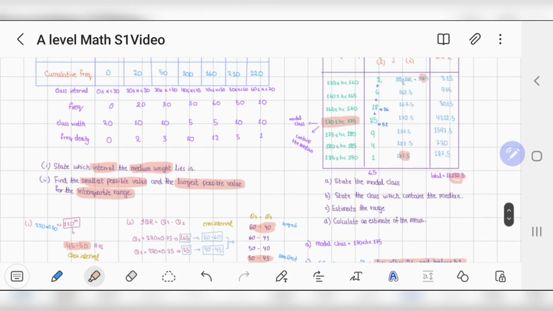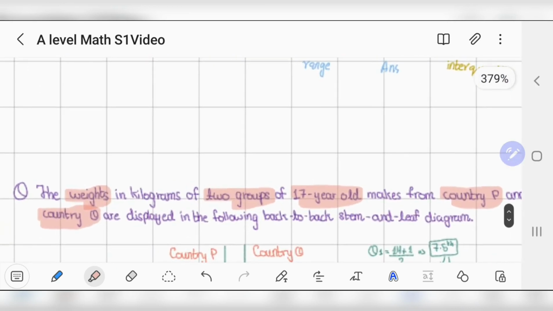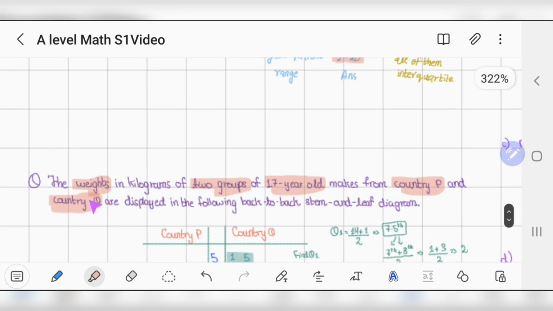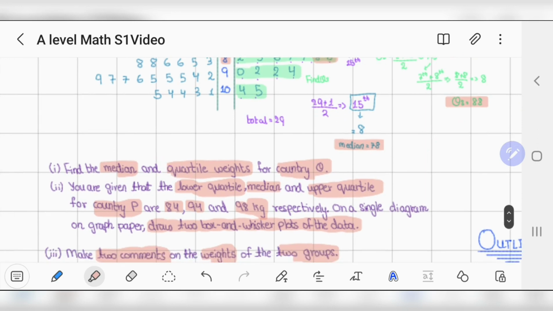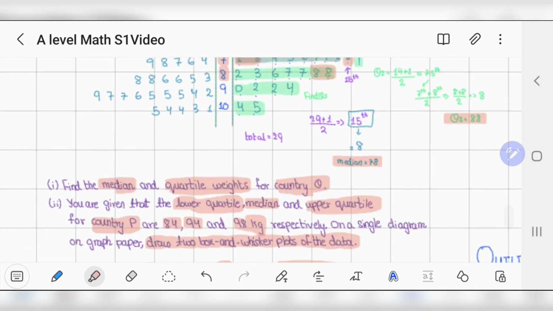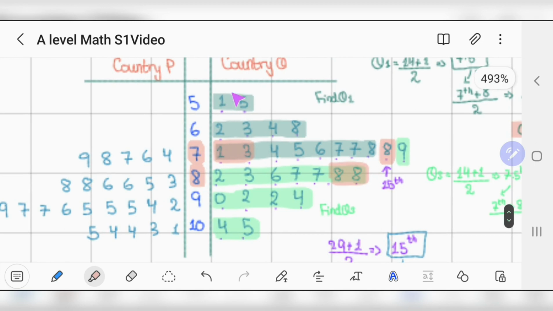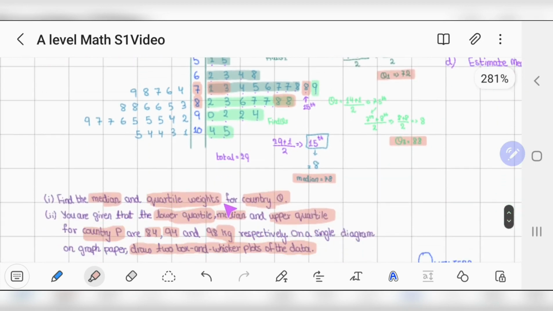Next question: the weight in kilograms of two groups of 17-year-old boys from country P and country Q are displayed in the following back-to-back stem and leaf diagram. Okay, so this is the diagram. It says find the median and quartiles of the weights for country Q.